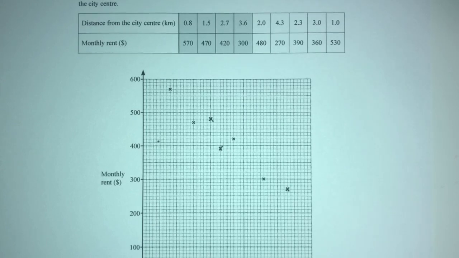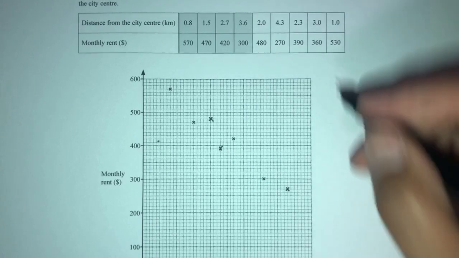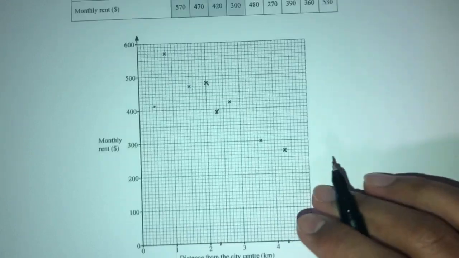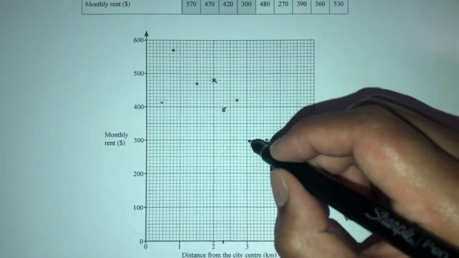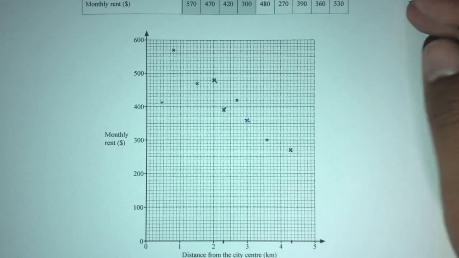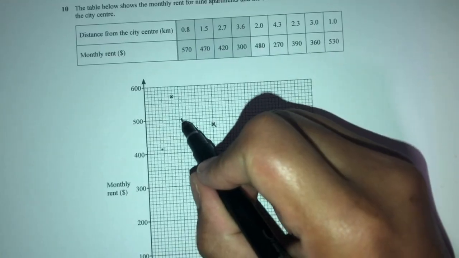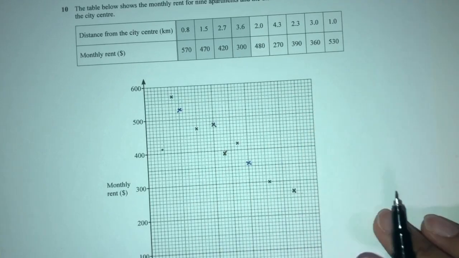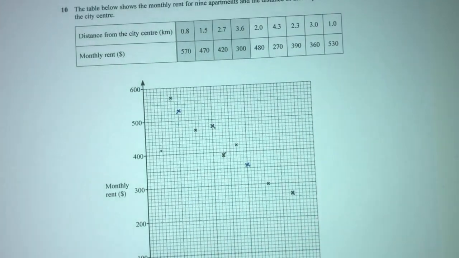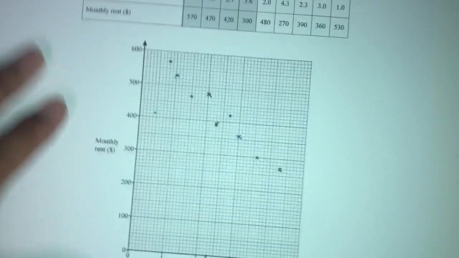And the last one is what? We have 360, 3 and 360, so 3. 360 should be somewhere over here. And then we have 1, 530. So 1 will be here, 530 will be 1, 2, 3, right here. Okay. Again, don't use pens for diagrams. Use your pencil. Okay. Don't follow me for this one.